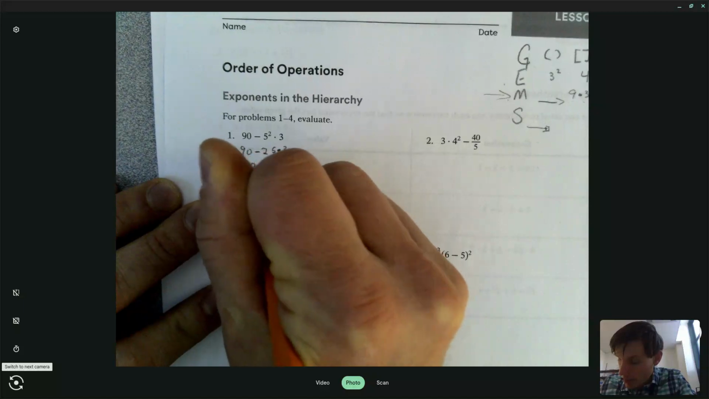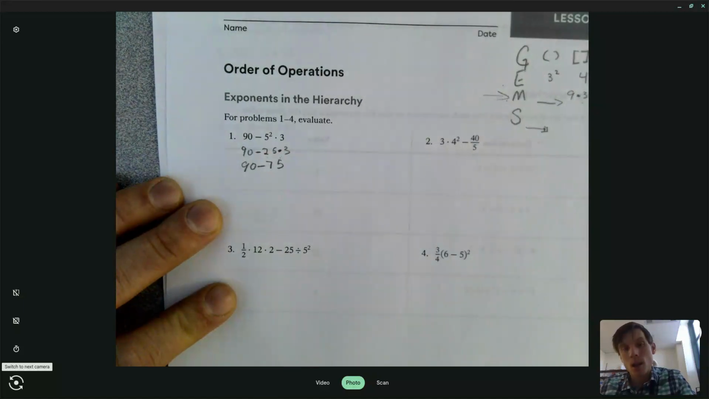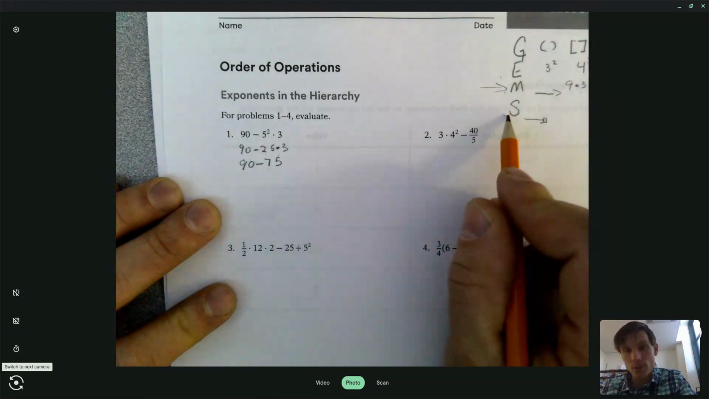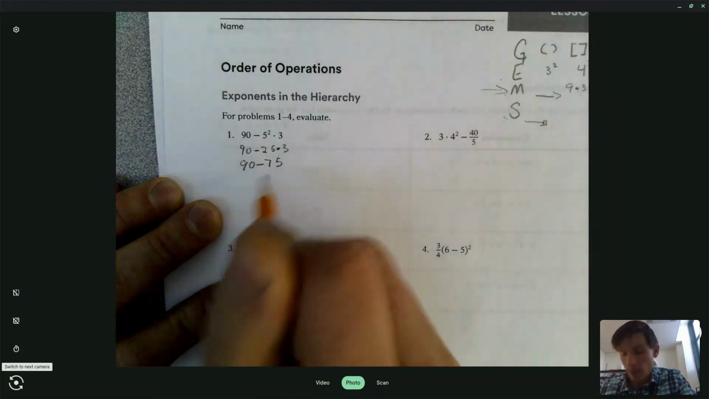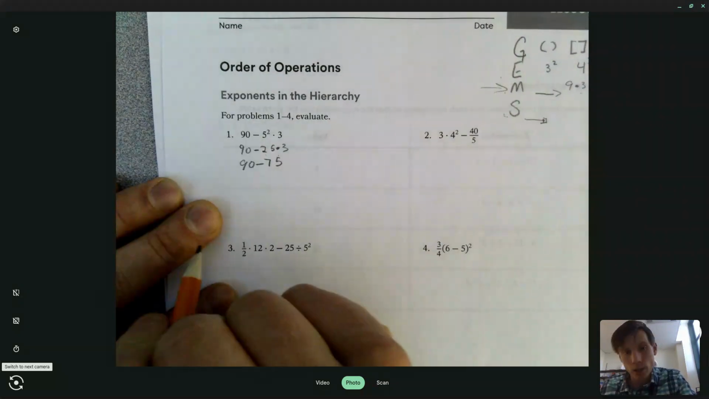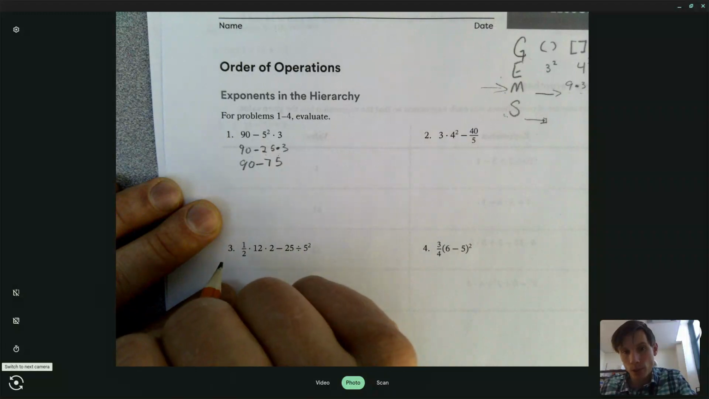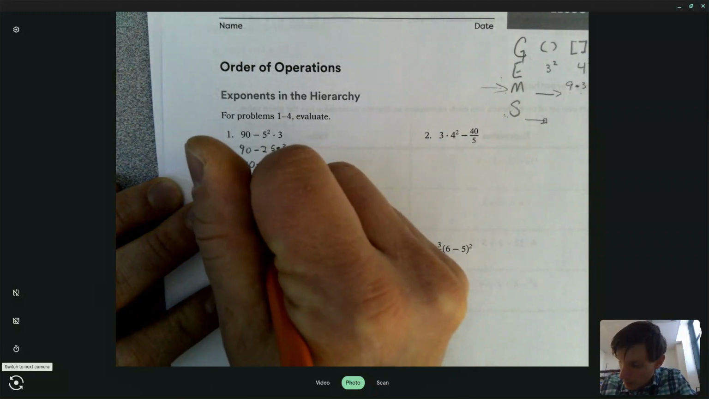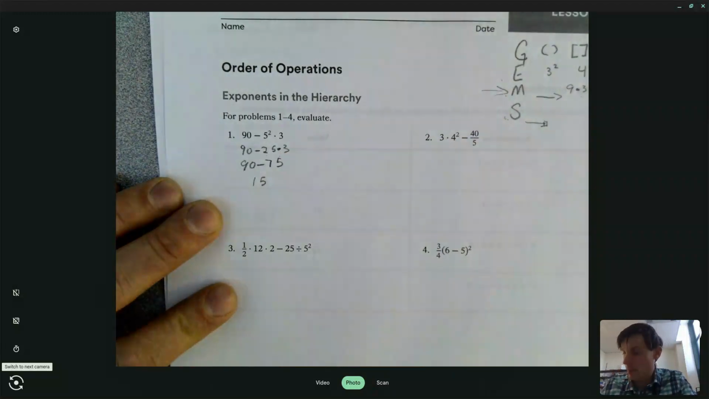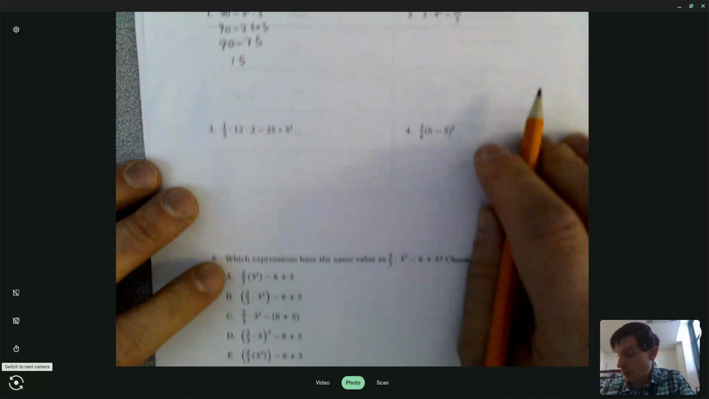And again, I'm just going to carry down the rest of our numbers, and then we can finally subtract there. 90 minus 75, we're at the last one, subtracting, adding left to right. 90 minus 75, do that in your calculator, do it in your head, do it on paper, you'll get 15. Okay, great. Let's look at number 4 here real quick.